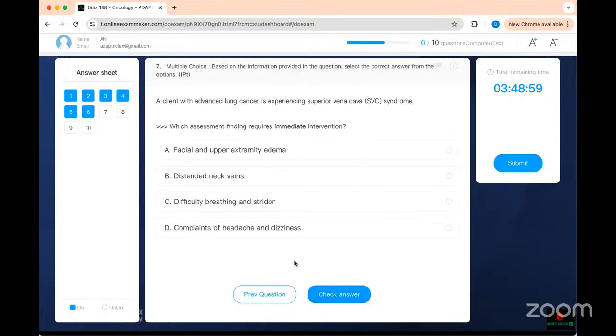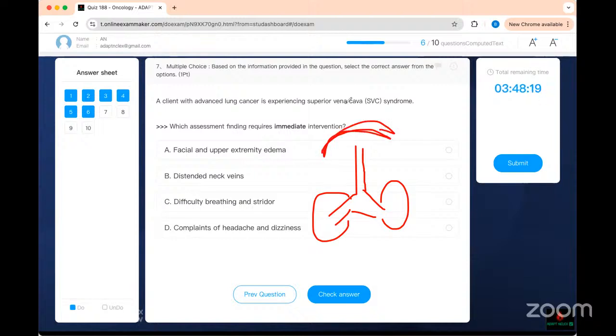Okay. Which assessment finding requires immediate intervention? A client with advanced lung cancer is experiencing superior vena cava syndrome. You have to know what superior vena cava syndrome is. So if you have lung cancer, if you have cancer and your vessels are on your top, the superior vena cava is the vein in your neck and it runs across. The inferior vena cava is here and the superior vena cava is here, but both of them join together, right?